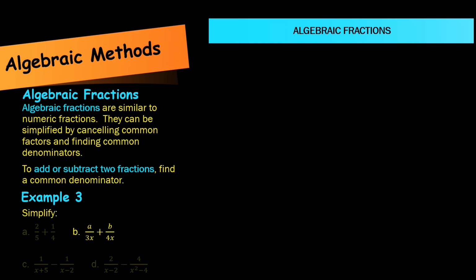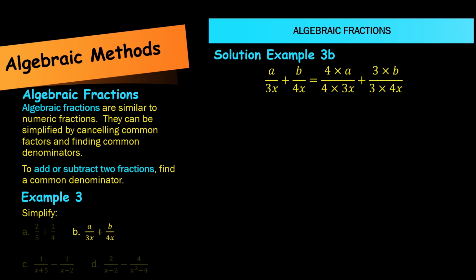And now for part B. Again, we are adding two fractions, and this time we're adding algebraic fractions. Of course, to add or subtract two fractions, we need to find a common denominator. So let's solve this. The common denominator that we will have is 12x. So for the first fraction, a over 3x, we multiply the numerator by 4 and the denominator by 4, as shown.